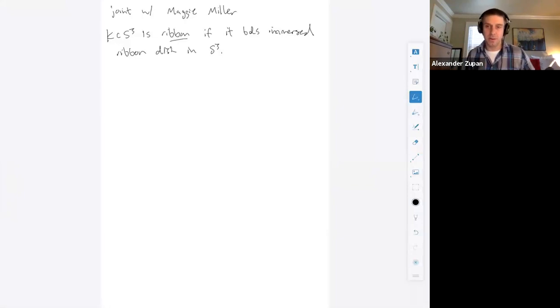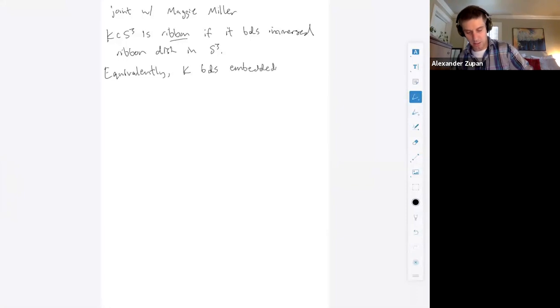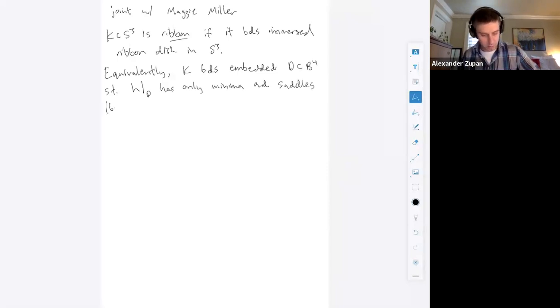All right, so that's what a ribbon knot is, but the more useful definition, equivalently: K bounds an embedded disk D in the 4-ball, such that, I'm not going to write out what this is, the radial height function emanating from the center, restricted not to B^4 but to D, can be perturbed so that it is a Morse function on the disk. And we require that this has only minima and saddles, but no maxima.